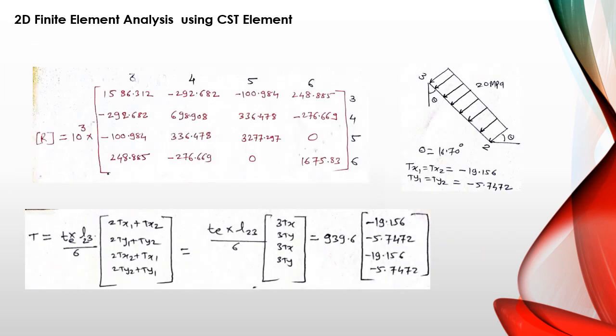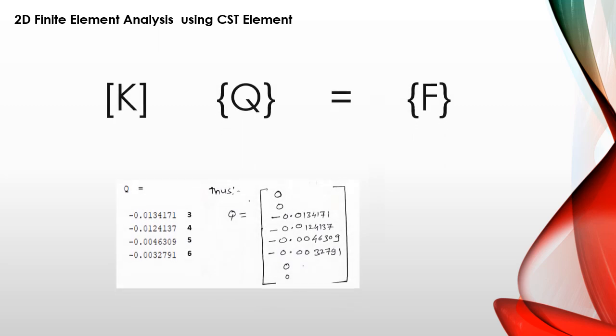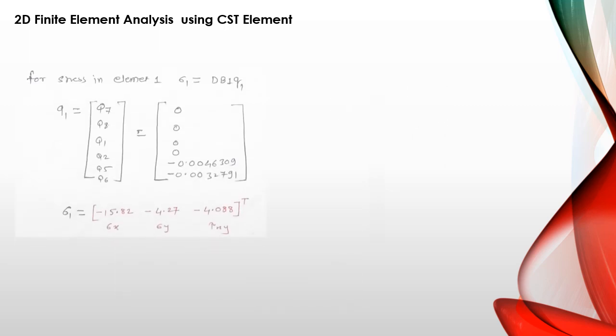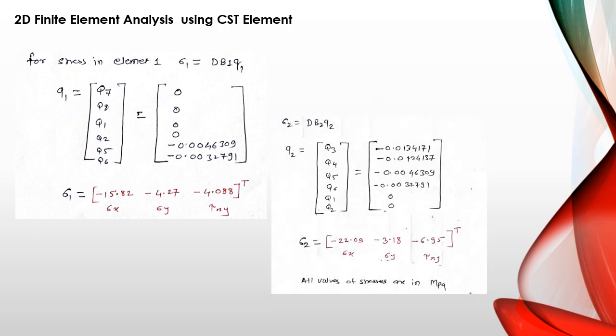Thus, reduced matrix and traction vector are calculated. Using FEM equation we can find out displacement vector Q. Stresses in element, sigma 1 and sigma 2, can be found out using equation D into B into Q, where Q is matrix representing degrees of freedom associated with that particular element. Here you should use element associativity table, to find correct degree of freedom for Q matrix.